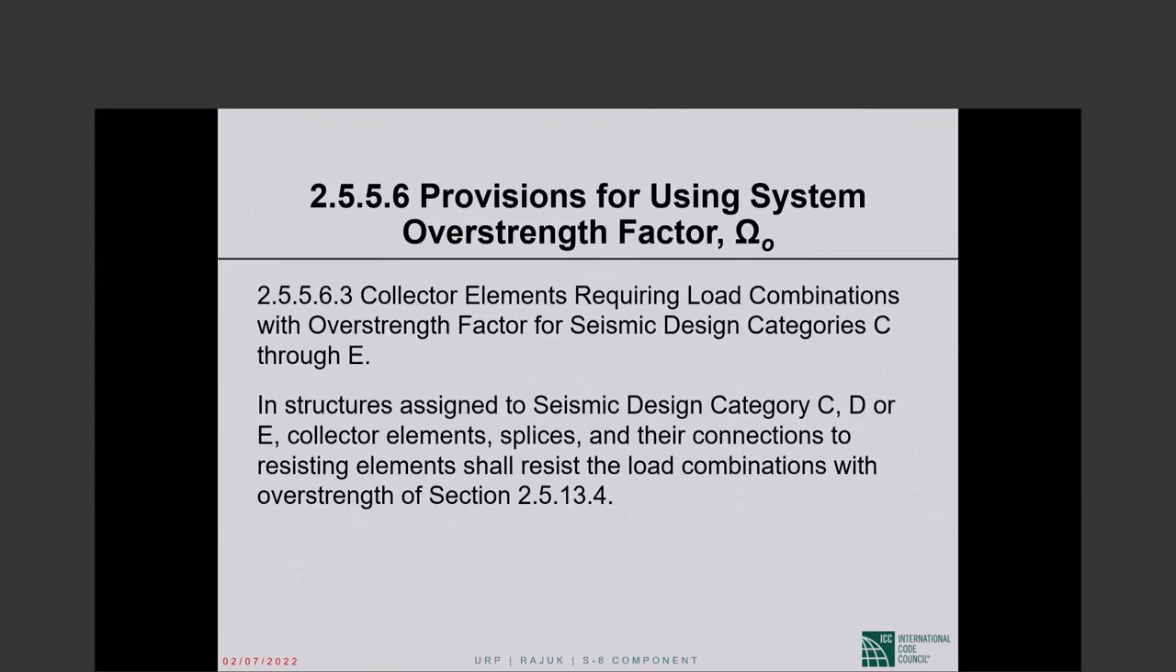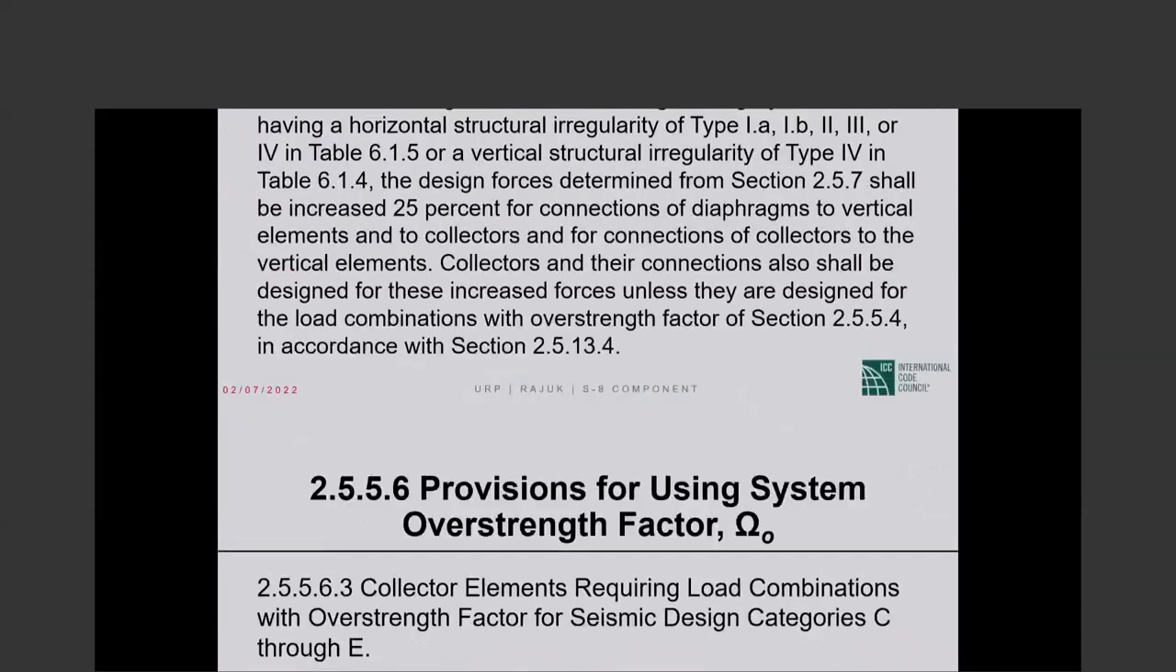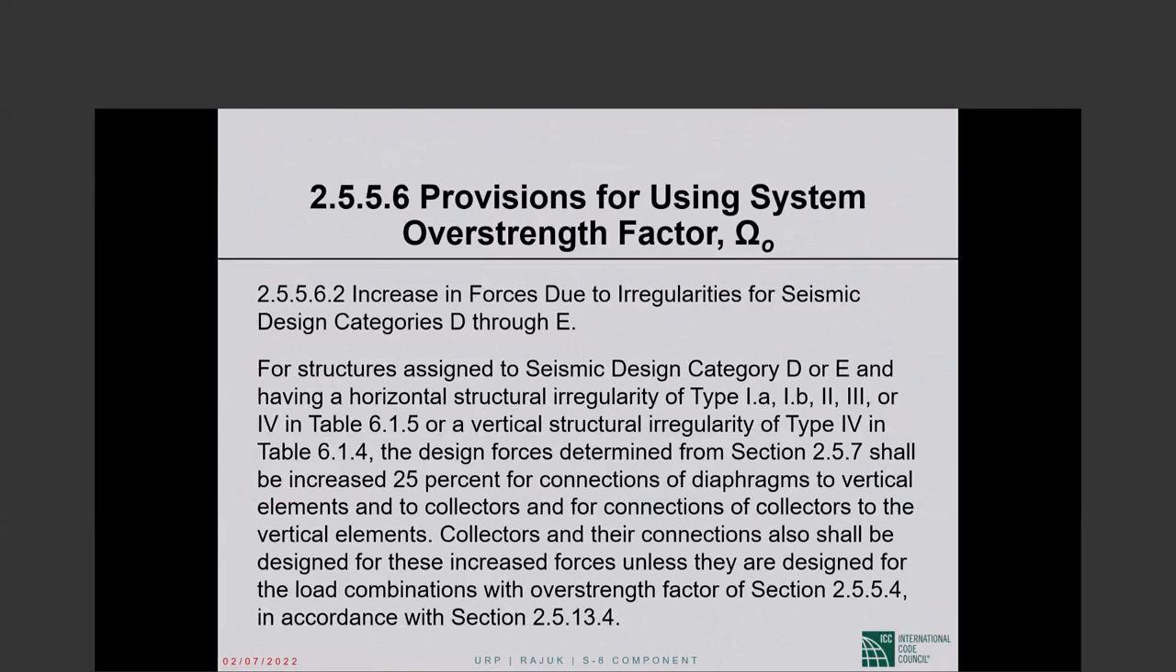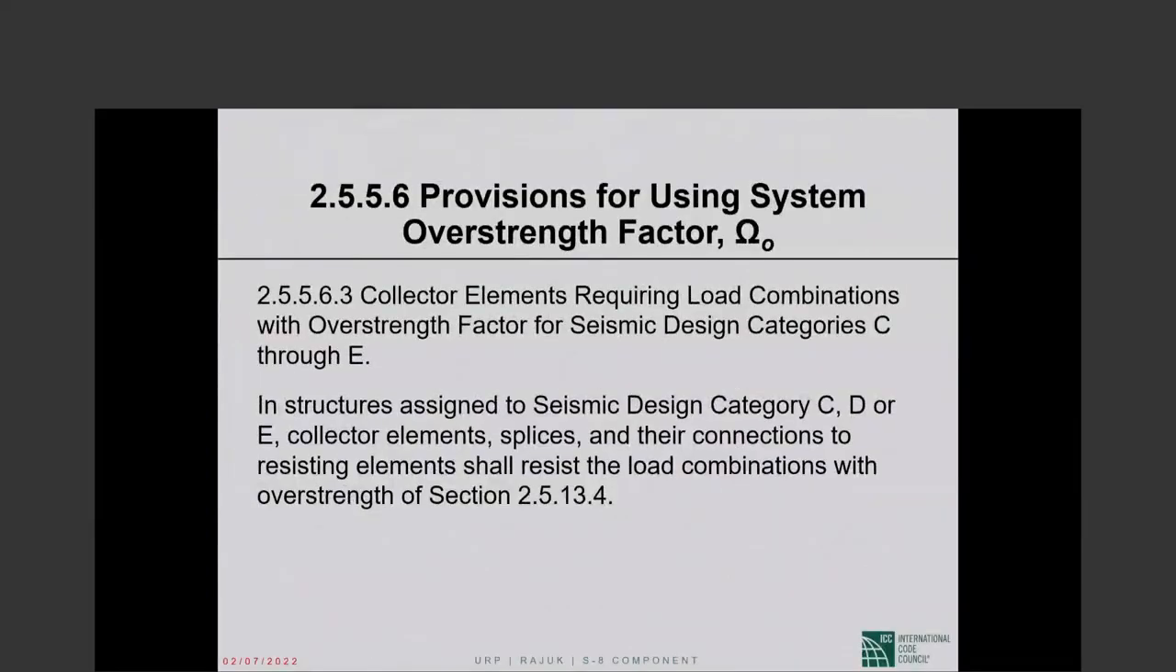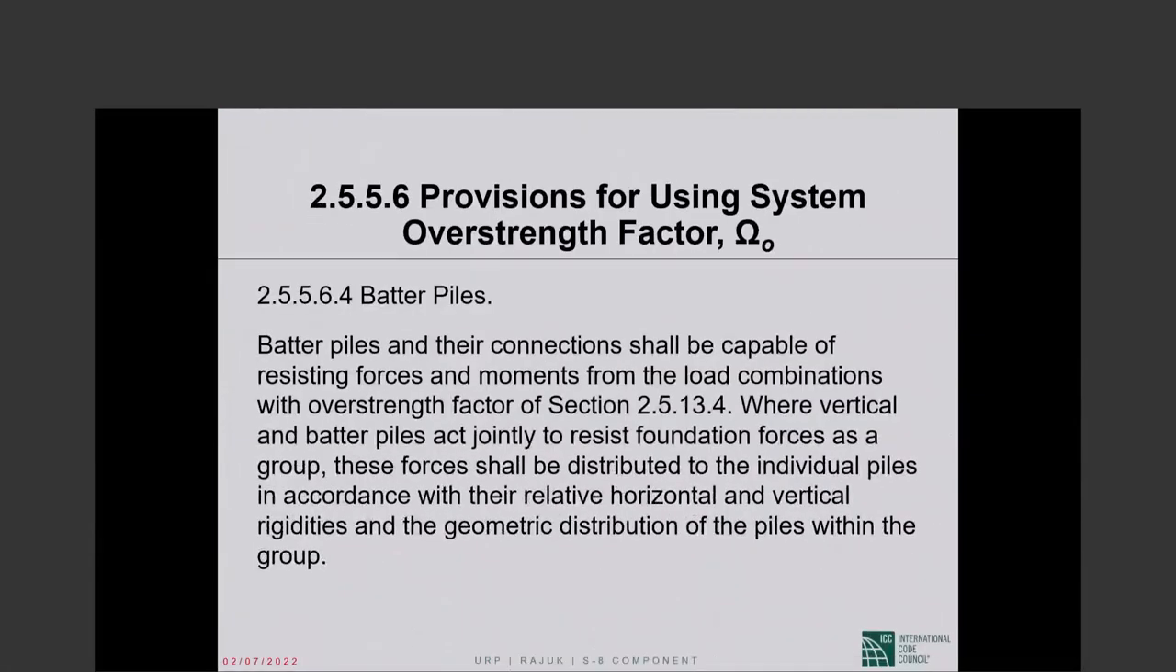Actually, this is much more so. This section I will discuss later, and when I do, I will refer back to the section of BNBC. I will tell you that this is what I kind of skipped. This tells you to design the collector elements using load combinations with overstrain factor.